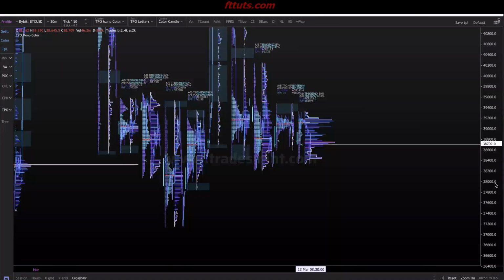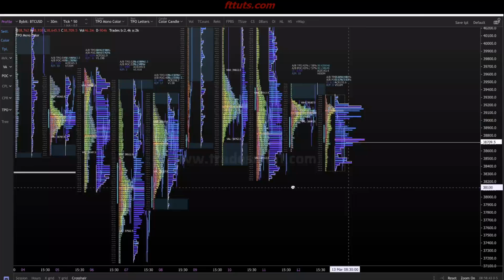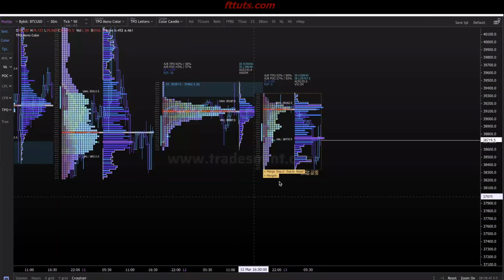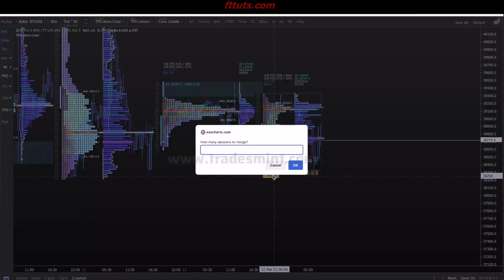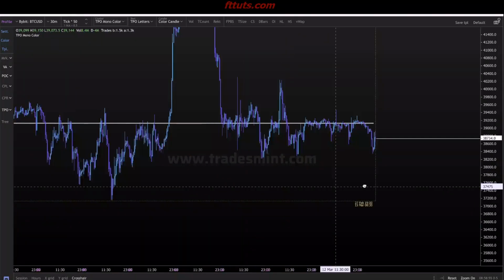and we would double click the session. We have to zoom in in order to see that. Here we go. And you would merge X. Let's say we want the last 25 days. So go ahead, merge the last 25 days, and here we go.